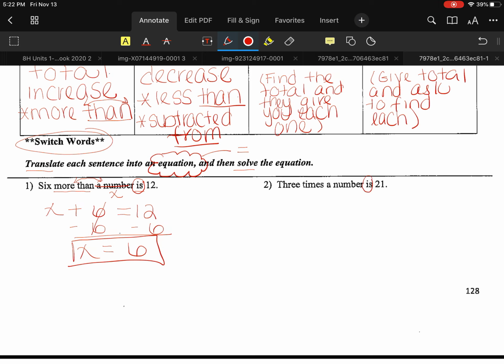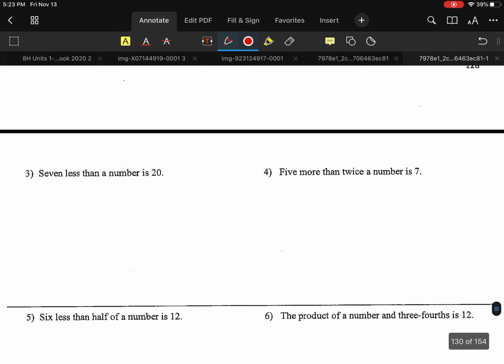Number 2, 3 times a number is 21. Again, I'm going to take care of my is, equals 21. 3 times a number, I don't know what the number is, so I'm going to cross that out and use x for the number. Some of you might use n. You could use any variable you want. 3 times a number is now going to be 3x. Again, multiplication, we don't put anything in between. Now solve. The inverse of multiplying by 3 is to divide by 3. I get x is equal to 7.